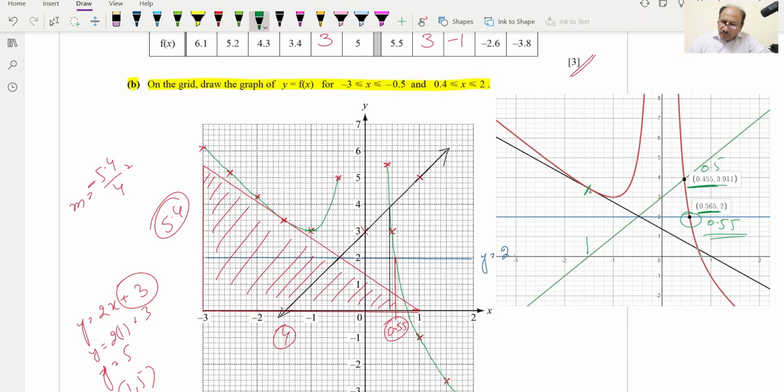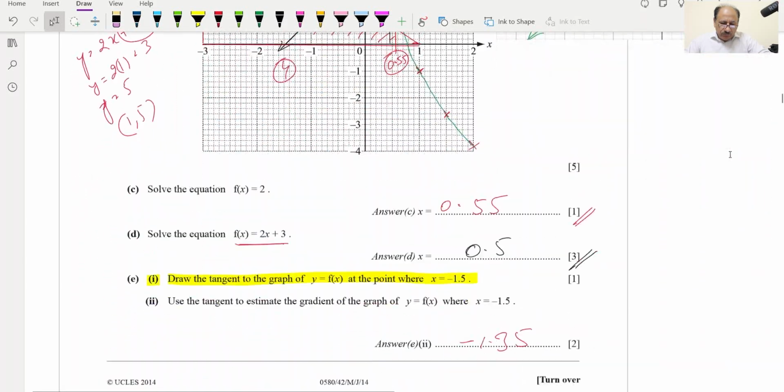minus 1.5, and this is the tangent, basically not intercepting. This is the tangent line, and this is the line which is y is equal to 2x plus 3. So y is equal to 2x plus 3 is this line. Hopefully you understood everything. Better to practice these types of software. There are so many available on the net. Okay, so let us move to the next question.